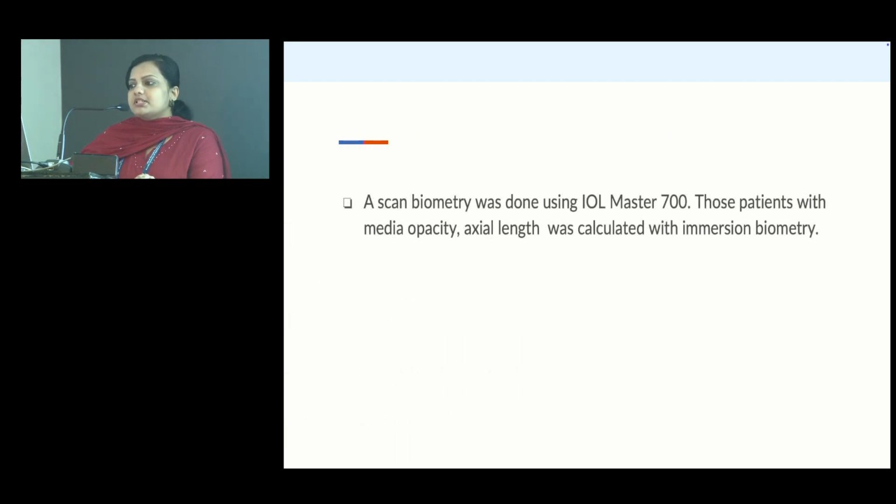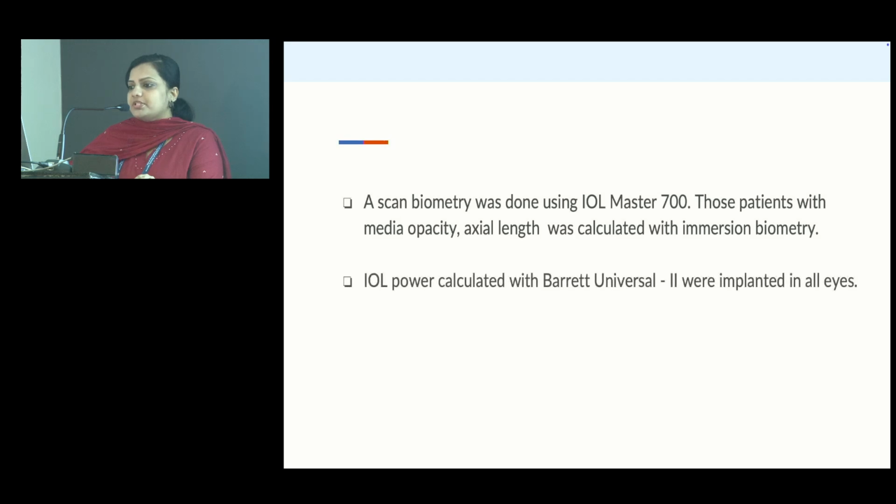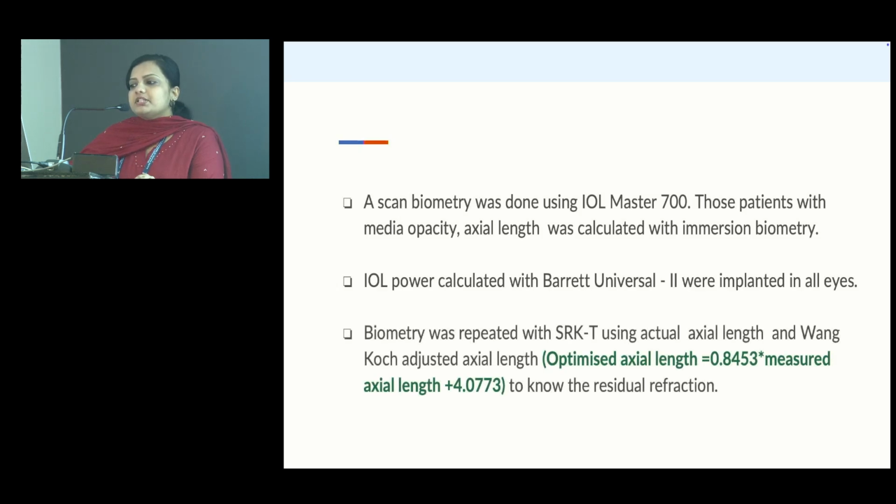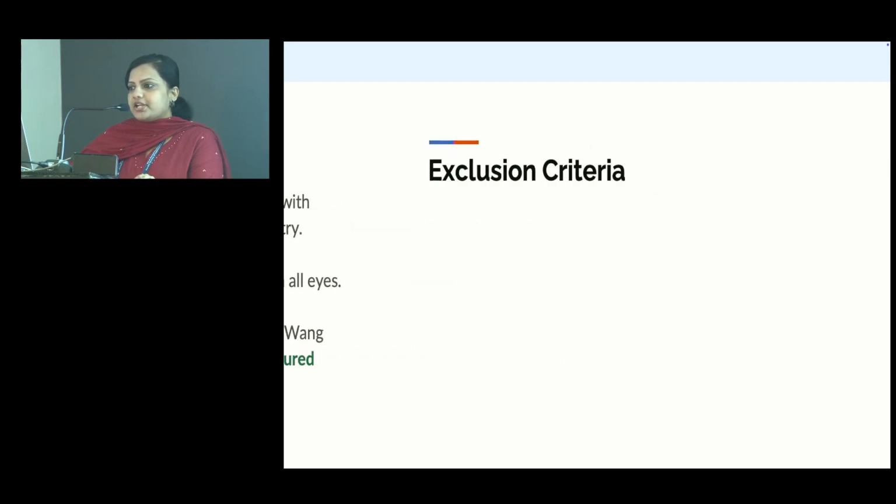A-scan biometry was done using IOL Master 700. In those patients with media opacity, axial length was calculated with immersion biometry. IOL power calculated with Barrett Universal 2 was implanted in all eyes. Biometry was repeated with SRK/T using actual axial length and Haigis-adjusted axial length. The optimized axial length equals 0.8453 times the measured axial length plus 4.0773, and we found out the residual refraction.